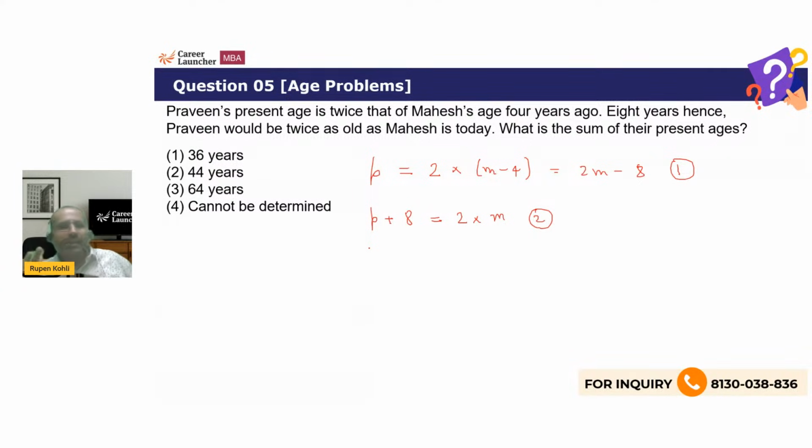कोई नई बात तो है नहीं. Both the equations are identical. How do I solve that? How do I find the sum of their present ages? नहीं निकाल सकते भाई. Fourth option लिखा हुआ है, cannot be determined.